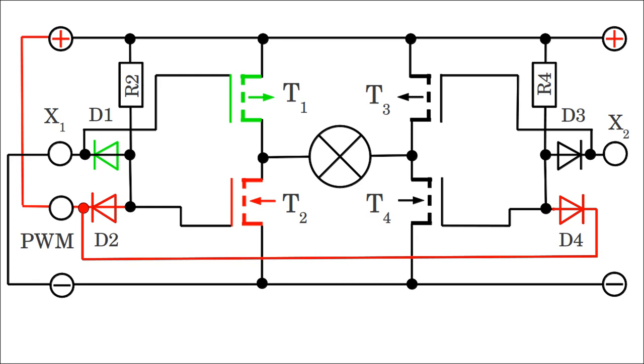On the other hand, if X1 is on low level, transistor 1 is always turned on, while transistor 2 is always turned off, even if the pulse width signal is at high level, because the potential at the base of transistor 2 is always pulled to ground via diode number 1. The same is for X2 and the pulse width signal.